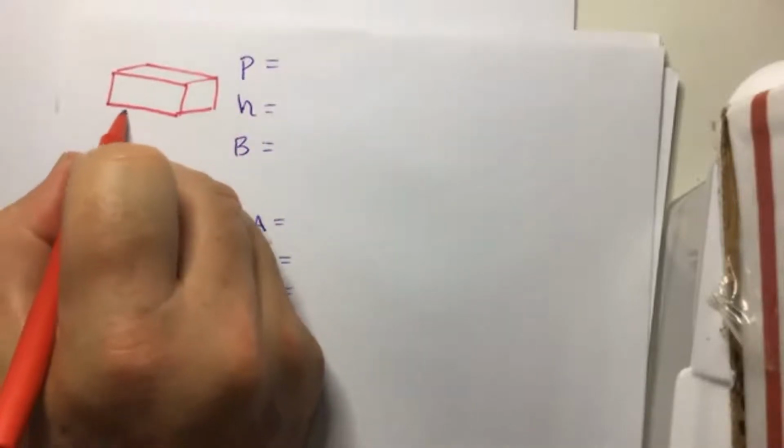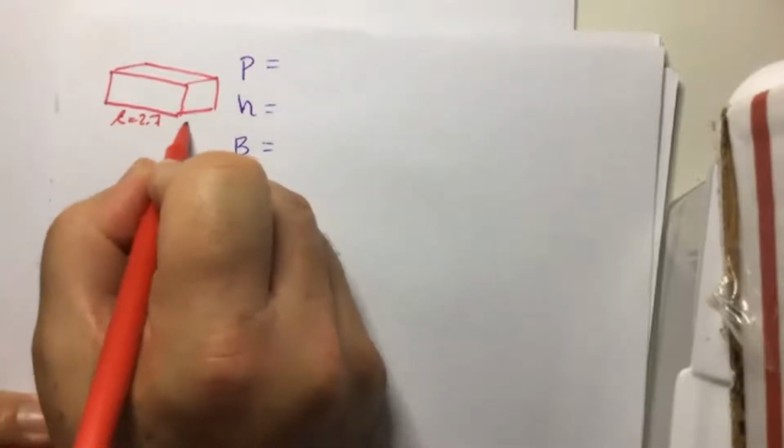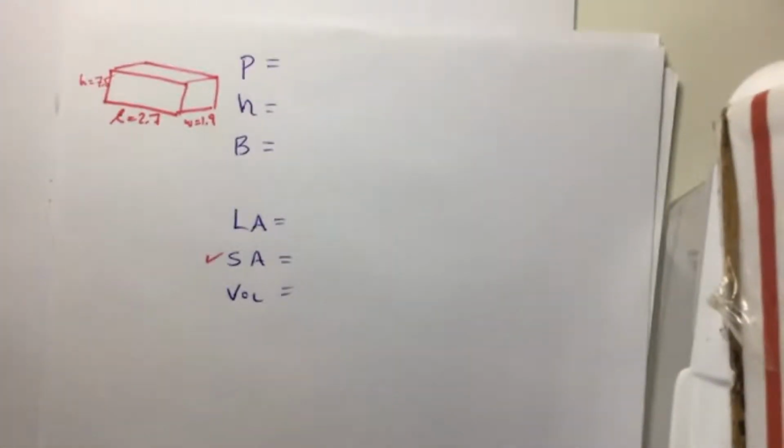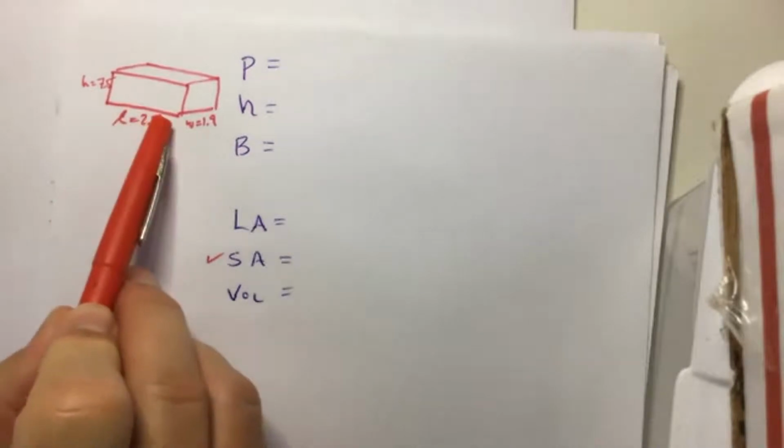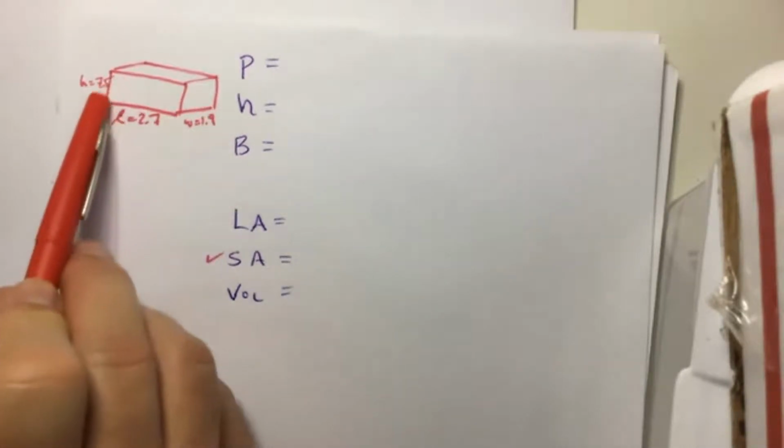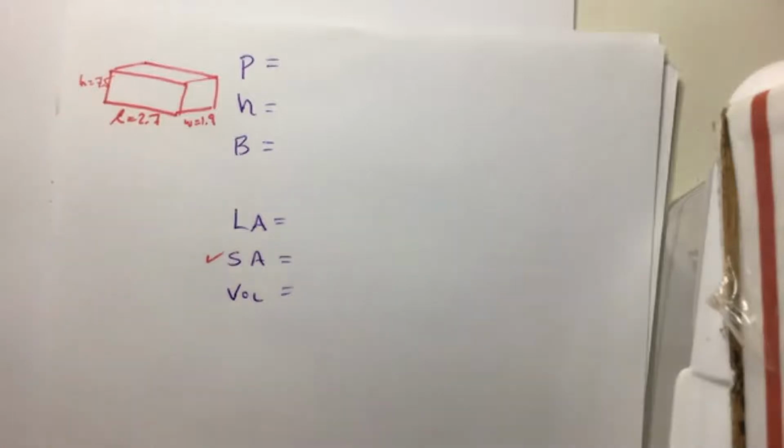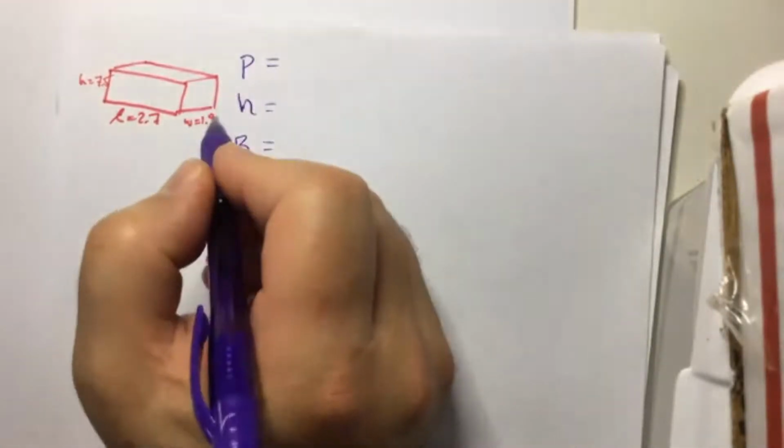So let me just draw my shape. I've got the numbers here. This is the length, which is 2.7. This is the width, which is 1.9. And the height is 7.5. Each of you has different numbers, of course. But in my case, I've got a length of 2.7, a width of 1.9, and a height of 7.5. This first thing is my P. What does the P stand for?